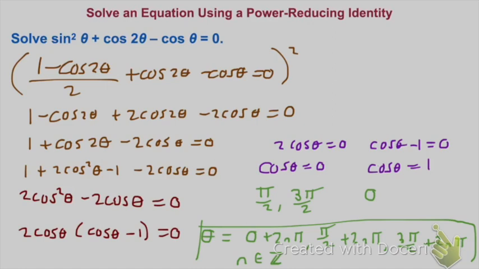That was solving the equation using a power reducing identity. All right, so that's it for 5.5 day 1. Today we looked at using double angle identities and power reducing identities. Make sure you're showing your work.